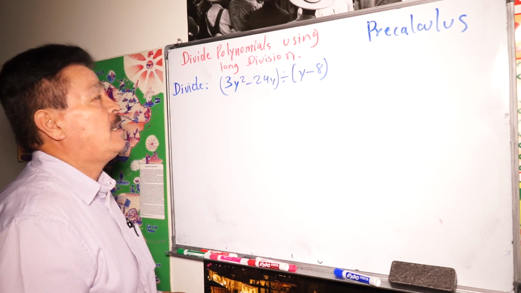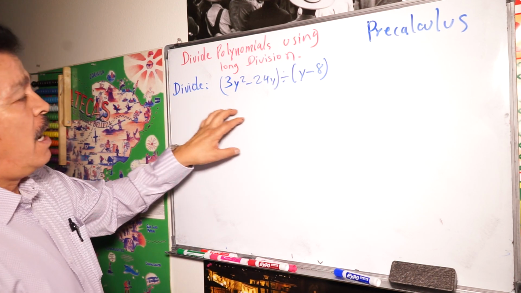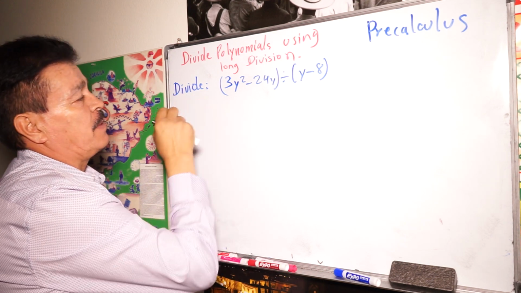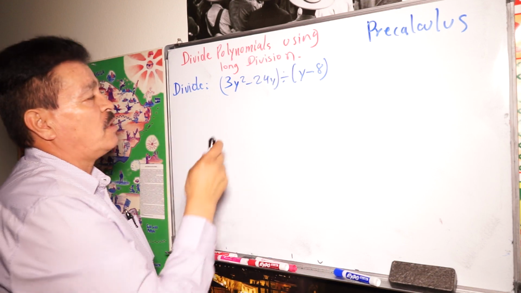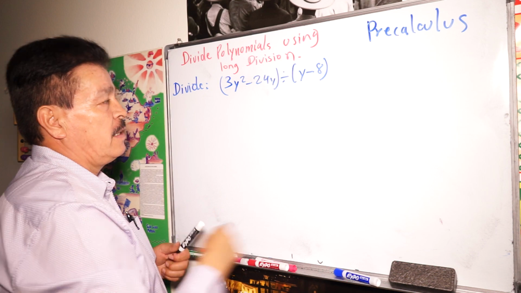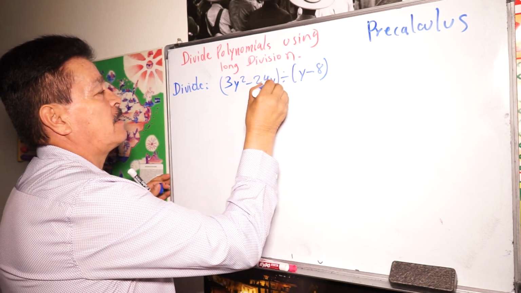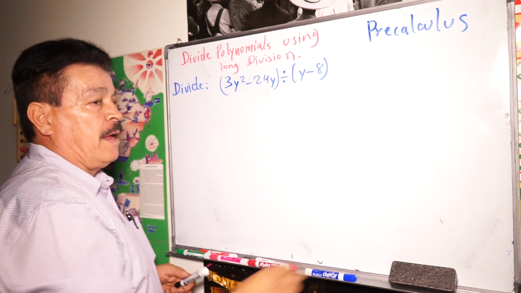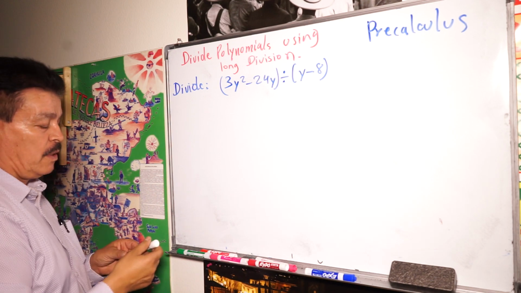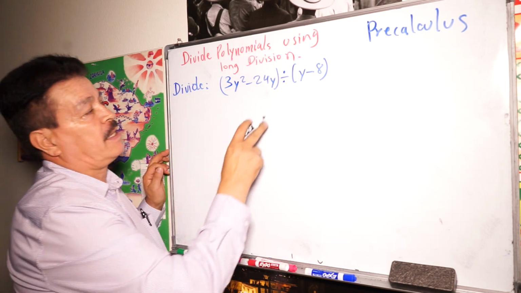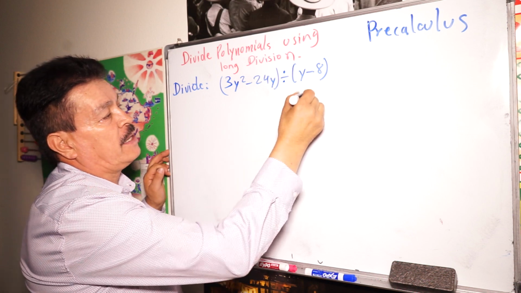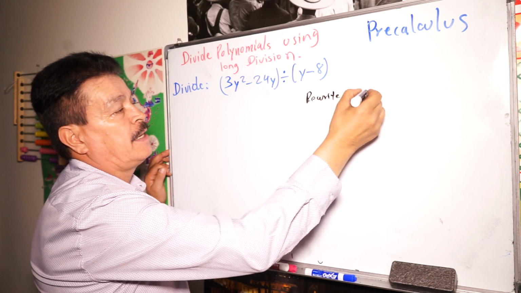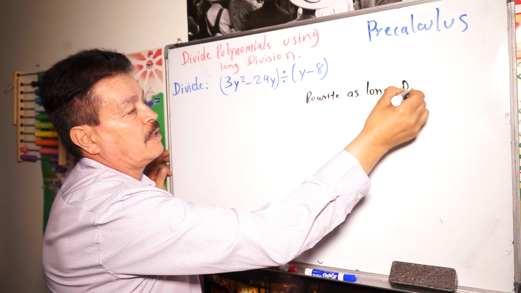Polynomials using long division. I'm going to solve one problem, one case here. It says divide 3y to the second power minus 24y divided by y minus 8. The first step, we have to rewrite this problem as a long division.